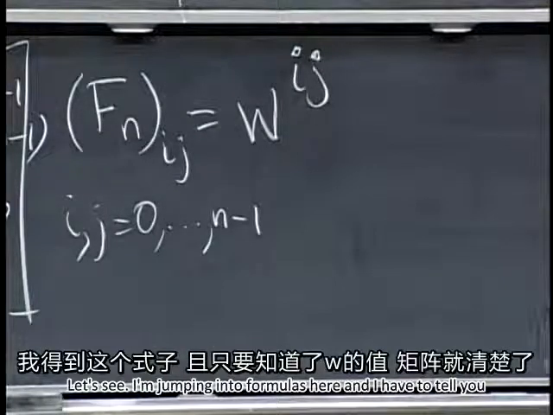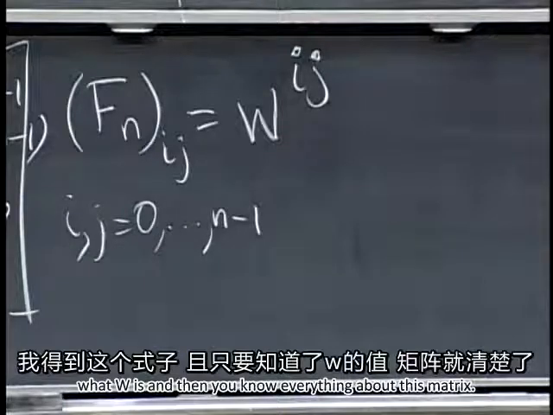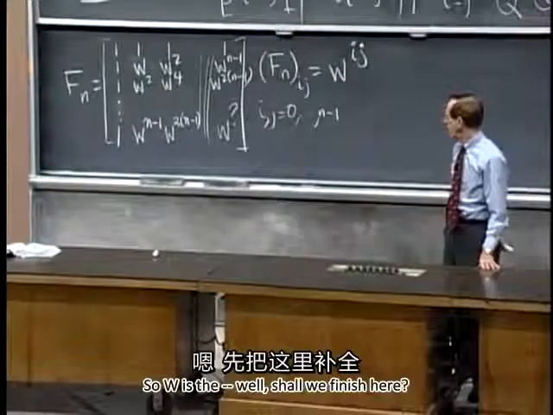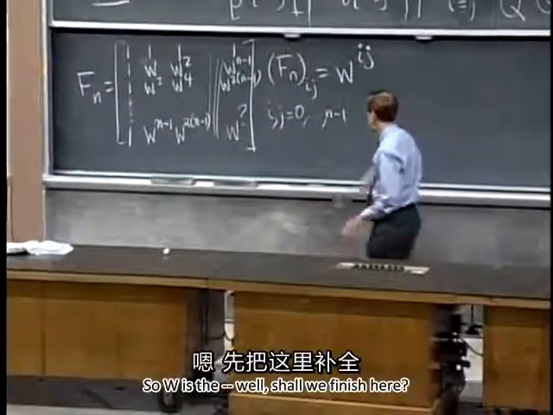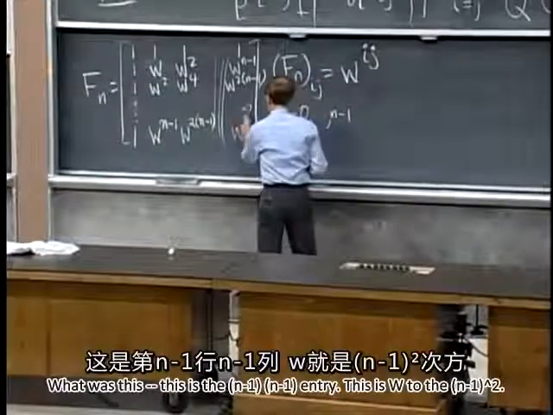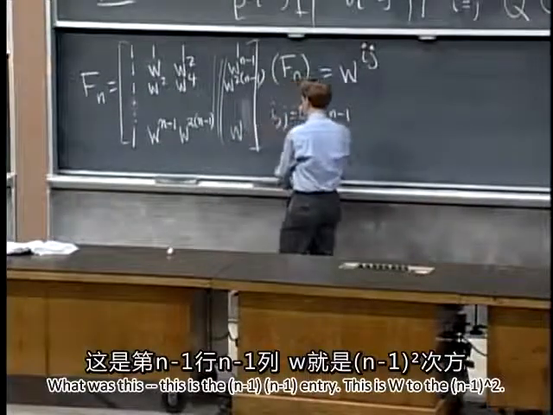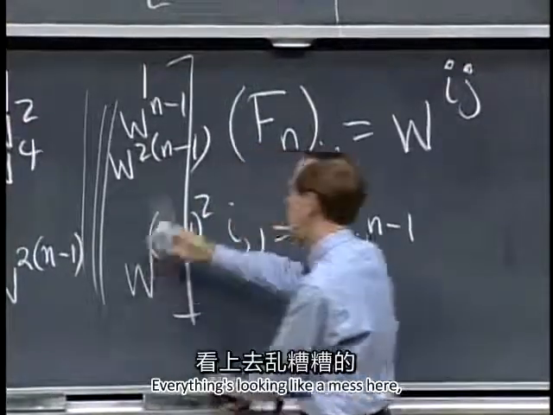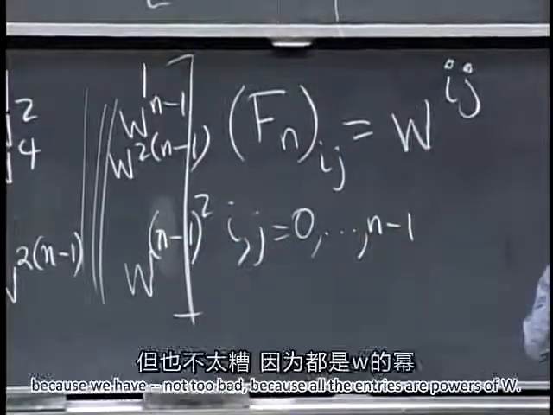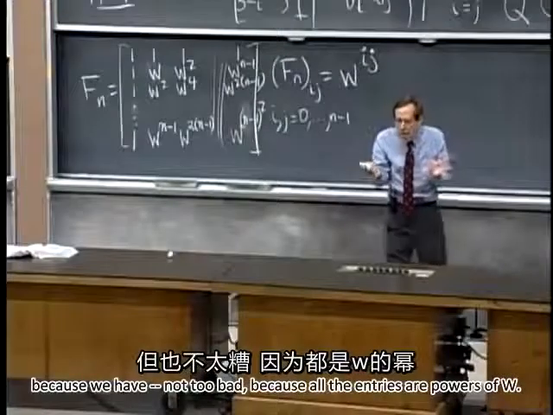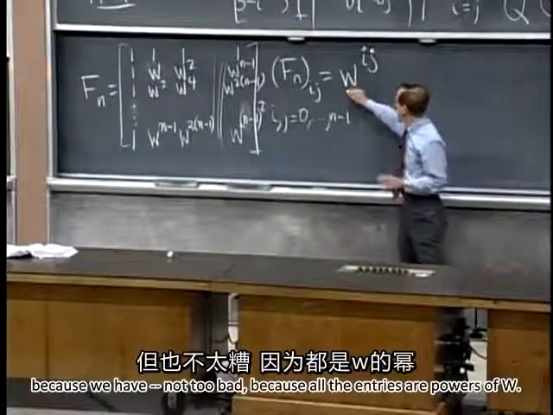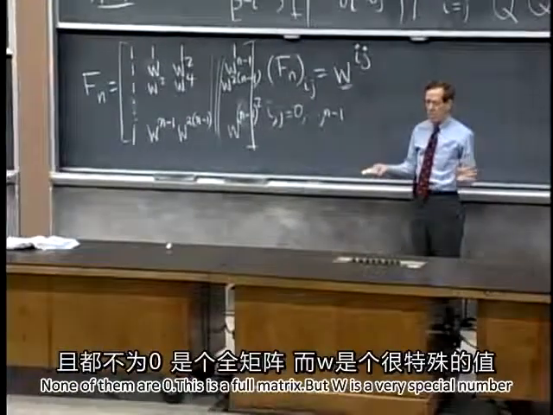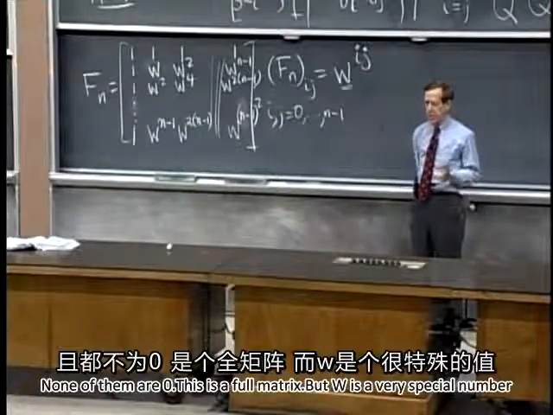Let's see, I'm jumping into formulas here, and I have to tell you what w is, and then you know everything about this matrix. So w is, well, shall we finish here? This is the n minus 1 entry. This is w to the n minus 1 squared. Everything's looking like a mess here, but not too bad, because all the entries are powers of w. None of them are 0. This is a full matrix.